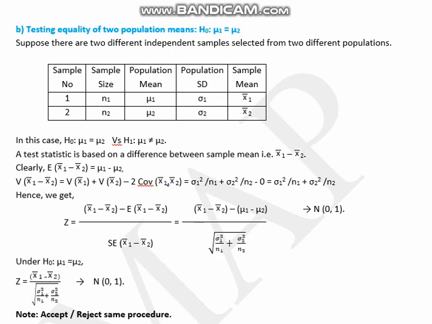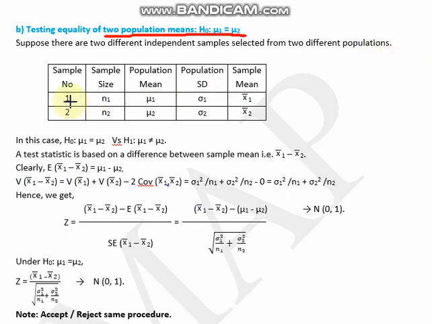Dear student, good morning. Today we will discuss large sample test for equality of two population means. So that is, in this case our null hypothesis is H naught: mu1 equal to mu2. Suppose there are two different independent samples selected from two different populations. See, there are two different populations and two different independent samples were selected from these two populations.